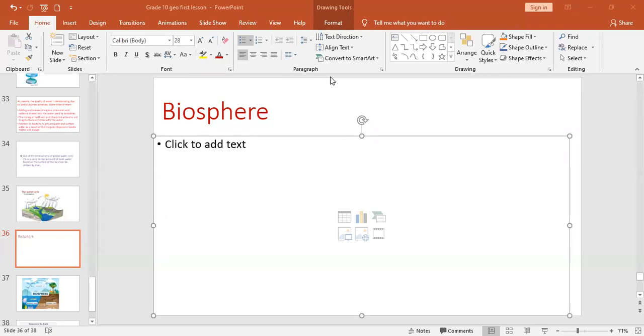Yes. Biosphere: the total ecological system integrating plants and animal life which constantly interact with the earth is termed as biosphere. What is the biosphere? Total ecological system. What is the meaning? Total ecological.